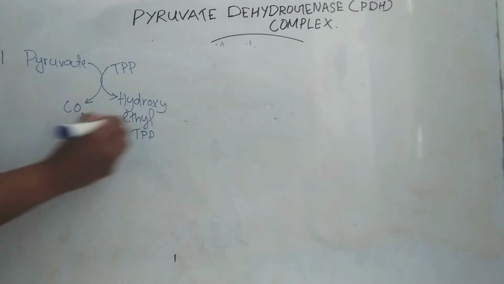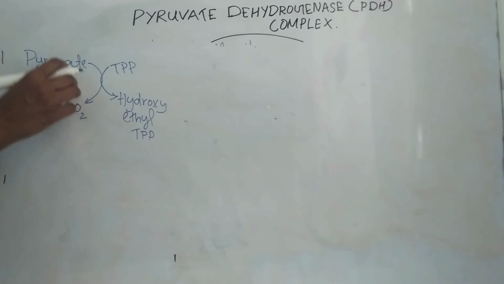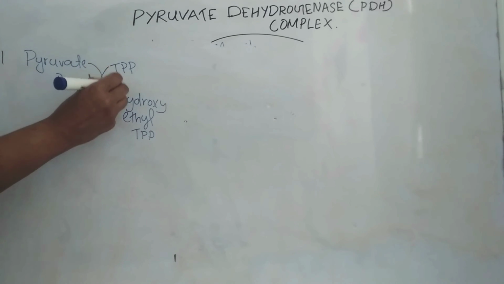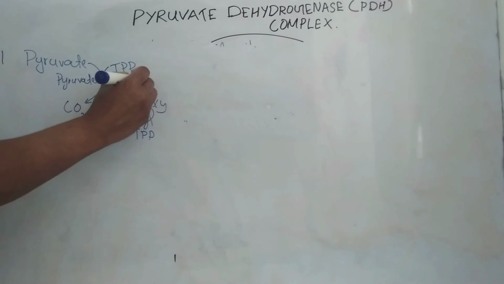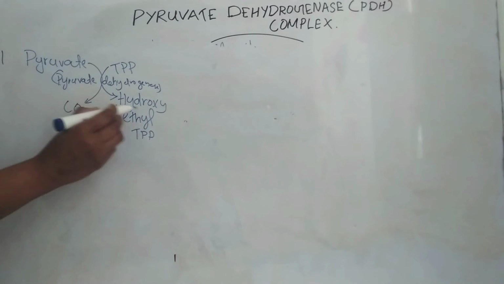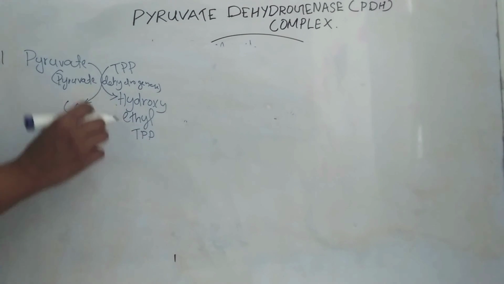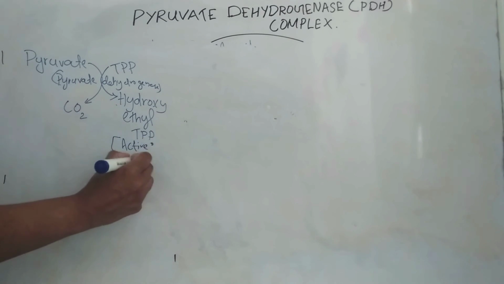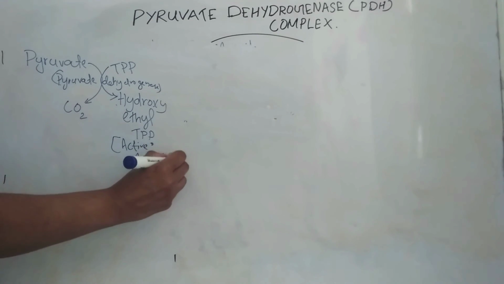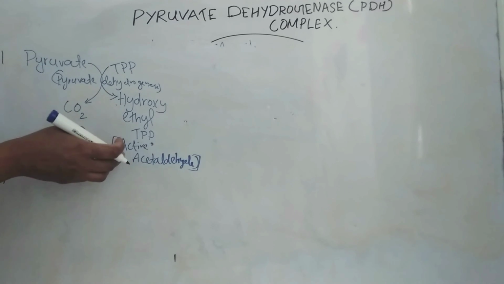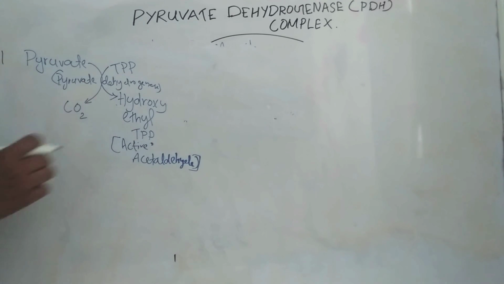And here comes the first enzyme, that is pyruvate dehydrogenase. That is the first enzyme in the pyruvate dehydrogenase complex. This hydroxyethyl TPP is otherwise known as active acetaldehyde. So, this is the first step in the conversion of pyruvate to acetyl CoA.